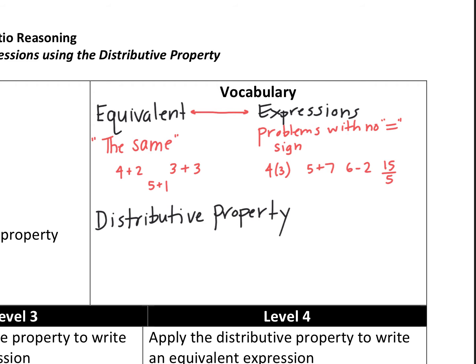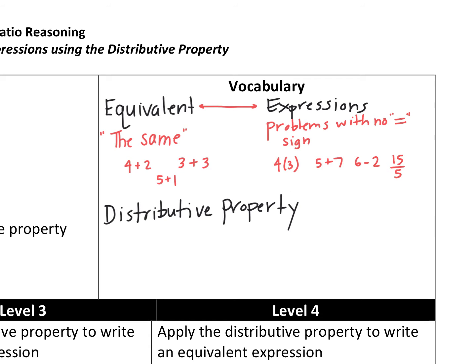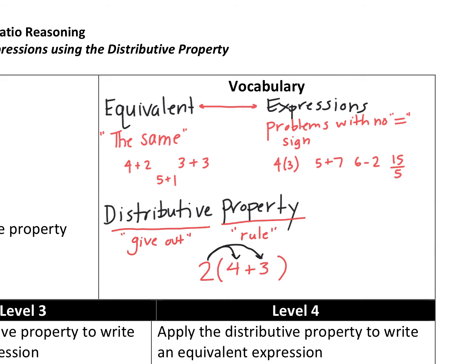Lastly, distributive property. To distribute means to give out. Go ahead and write that down because it'll help you right now. In math, a property is just a rule. So we're going to talk about a specific property, which is called the distributive property. For 6th grade, you'll see something like this. Distributive means you're going to give out the 2 to the 4 and the 2 to the 3.